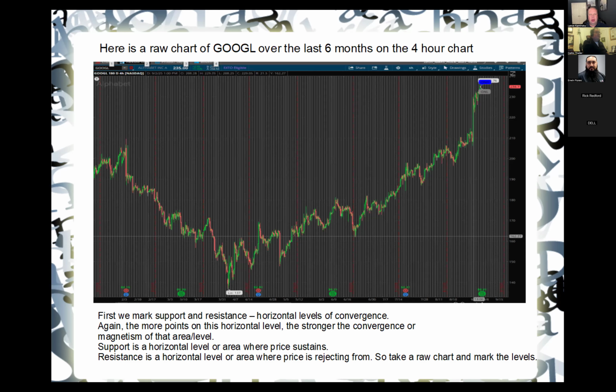Here's a chart of Google. So this is a raw chart of Google over the last 6 months on the 4 hour.